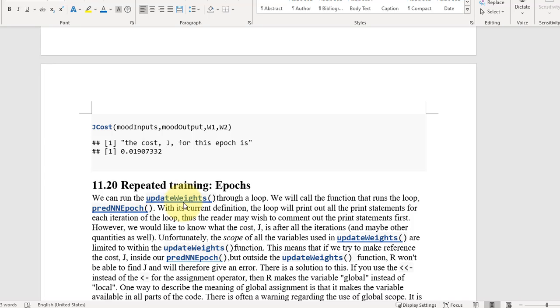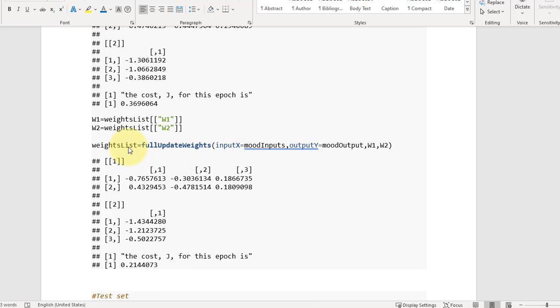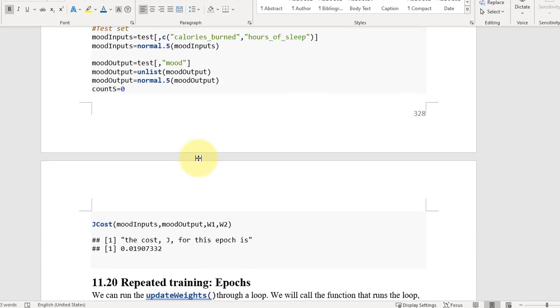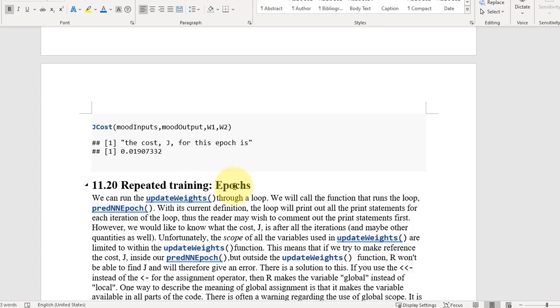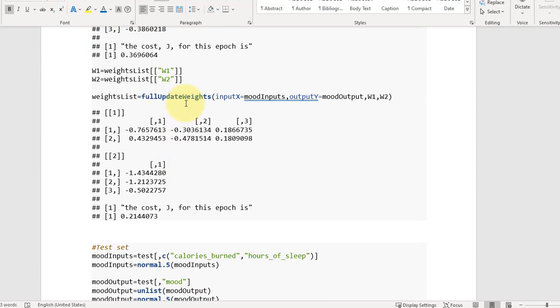Finally, we're not going to do this manually. Each time, update the weights once by running this, and then do it again by running this, and then do it again. But we will run that through a loop so that we can set the number of times we want to run this. We can run it 50 times or 100 times or 500 times.